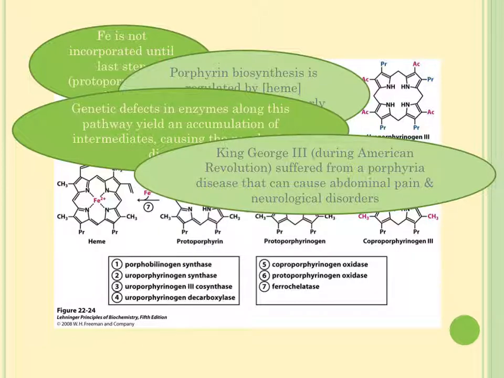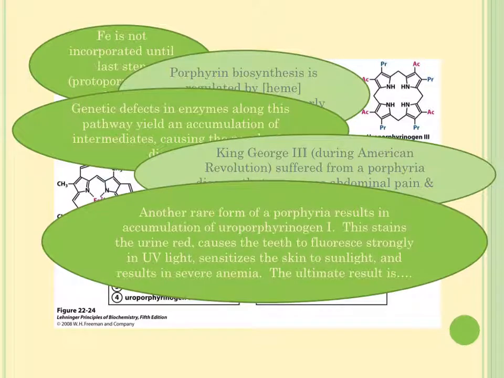There's another form of porphyria. This one is rare, but it does result in an accumulation of one of the precursors. Once again, I wouldn't ask you which one it is. That's your porphyrinogen one. It causes your urine to turn red. Your teeth will actually glow.